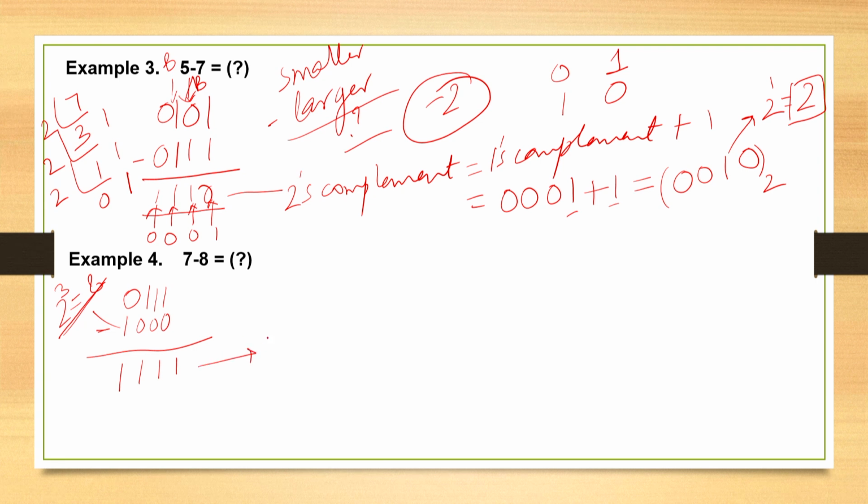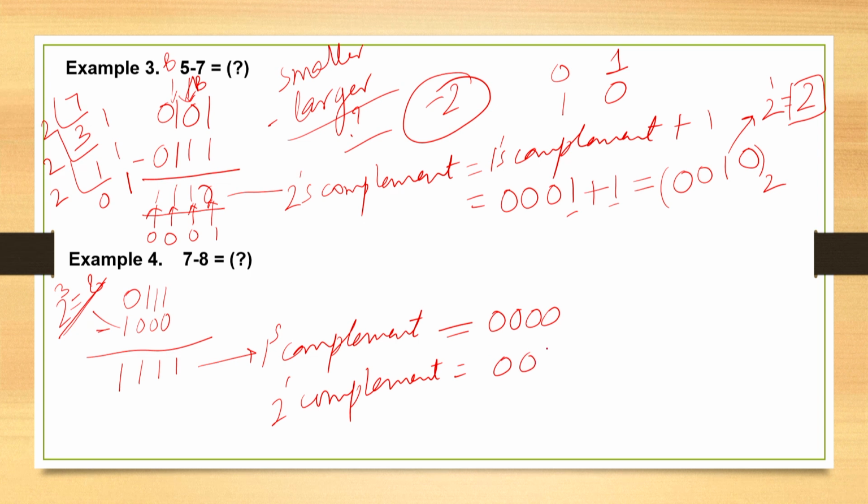Okay. Then find out its 1's complement. So this becomes 0 0 0 0. Then find out the 2's complement, which is nothing but 1's complement plus 1, and that becomes 0 0 0 1. This is the answer. So yes, 7 minus 8 is nothing but minus 1. So in this way we do the subtraction in both the cases, when we are subtracting larger from the smaller or smaller from the larger.